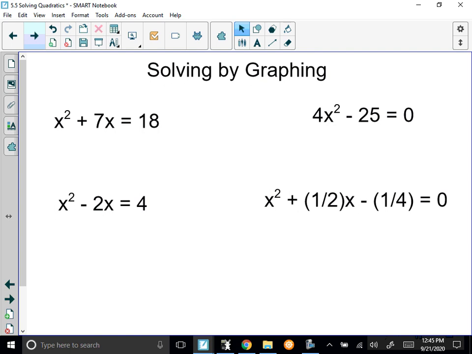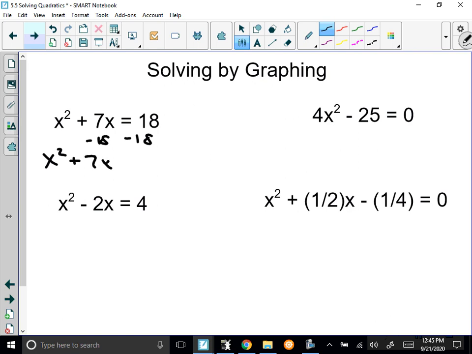This first one, we could technically solve it by factoring. I'm going to subtract 18 from both sides, and I'll have x squared plus 7x minus 18 equals 0. If I solved it by factoring, okay, we would get x plus 9 times x minus 2 are my factors, so x equals negative 9 and x equals 2 are my solutions. I'm going to show you how to do that using the graphing calculator.